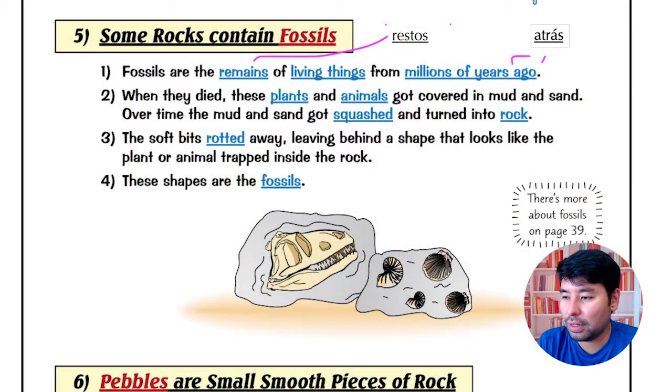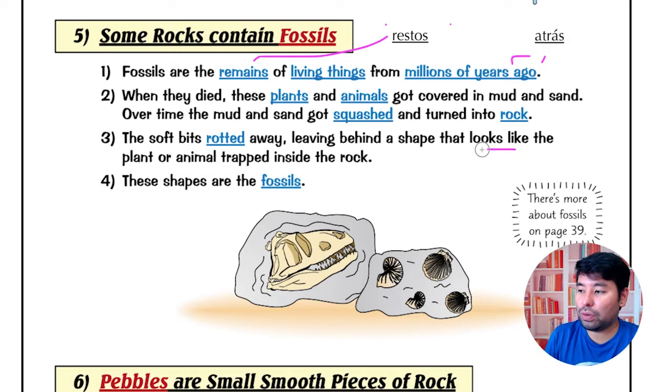Okay, and the soft bits rotted away, leaving behind a shape that looks like the plant or animal trapped inside the rock. So again, we have this word here, rotted. Essas pequenas partes que sobraram vão apodrecendo, vão deteriorando. Essa é a palavra que a gente usa. Então, por isso que ele fala rotted away, foram deteriorados. Vai deixando para trás esse shape, o formato. Que looks like. Essa aqui é uma palavra interessante. Toda vez que a gente usa looks e like together, que algo looks like é que se parece, ok? Ou seja, que é parecido com a planta ou animal que estava trapped, aprisionado dentro. O animal já estava dead, right? So, and these shapes, esses formatos, isso que a gente encontra, as we have here in the example, this is what we call fossils. Easy, right? Easy, easy, easy. It's like a piece of cake, right? So, not at all, right?